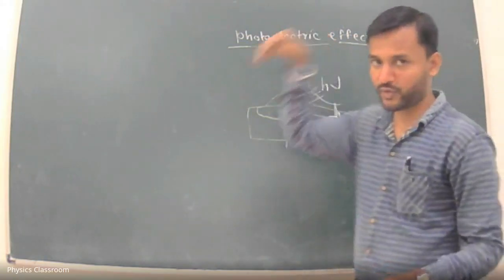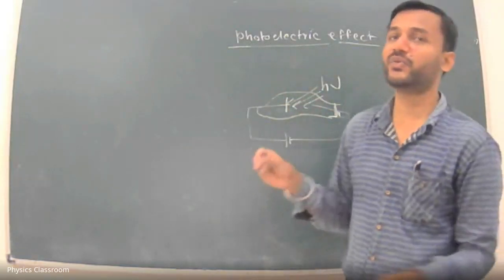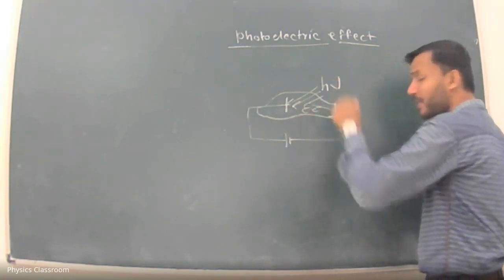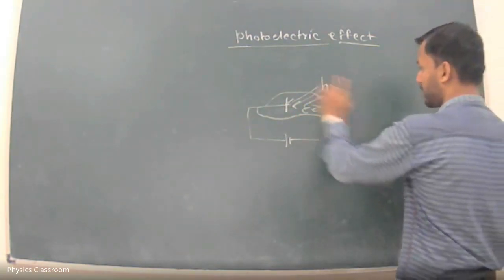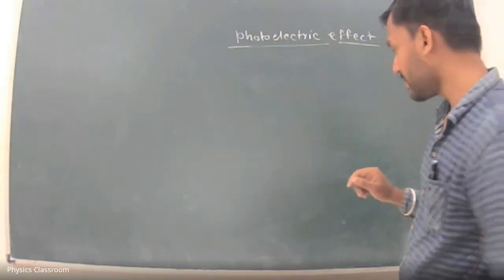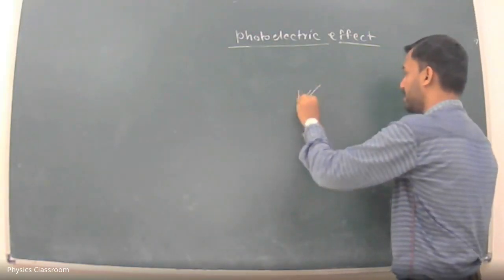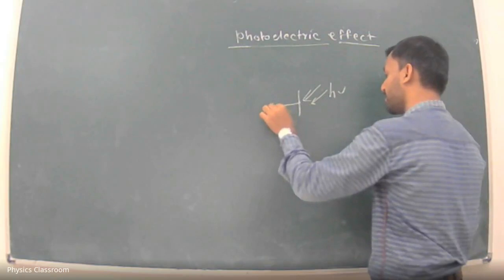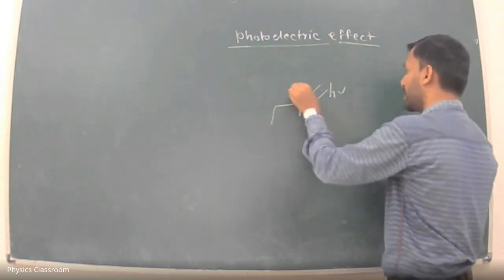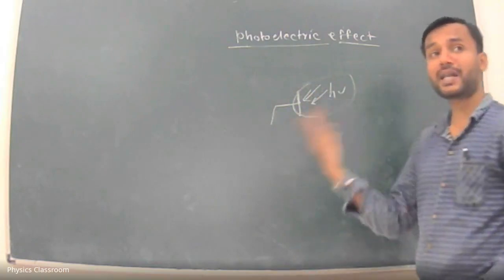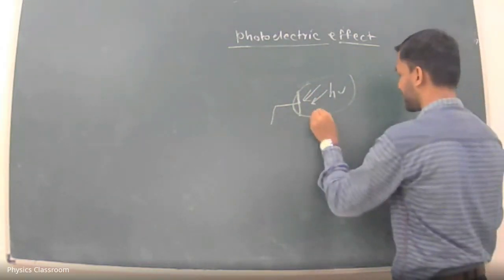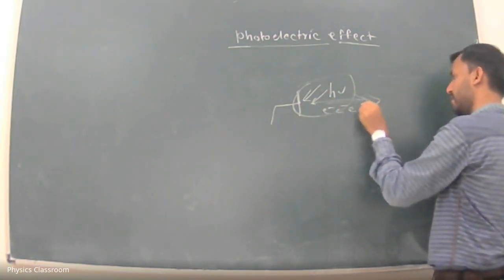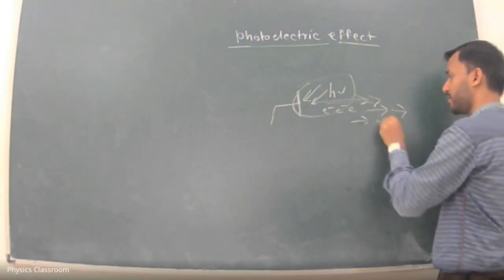If we consider some photon on it, what happens? There is a production of electrons. If this is the plate, these are the photons, h nu. If we apply some potential and the photon has much larger energy, it produces some electrons and they move towards the other side. In this direction, electron movement takes place.